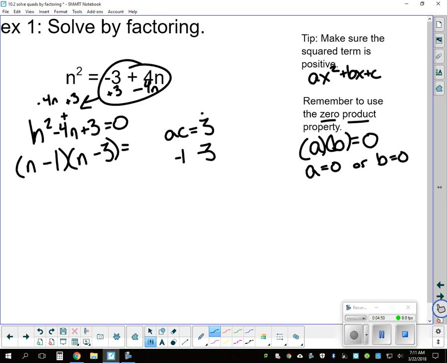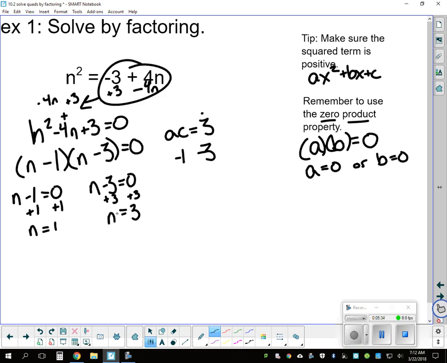I'm just going to drop down my equal 0, and I'm going to use the zero product property. So I now have this split up as 2 things that are being multiplied. This is my A, this is my B. So that means I can take my first factor, n minus 1, set it equal to 0, and then take my second factor, n minus 3, and set it equal to 0. And then I'm just going to solve each of these equations individually. Okay, so add 1. And now we have n by itself, and we get that n equals 1. Over here, we're going to add 3. And we get n by itself, and n equals 3.